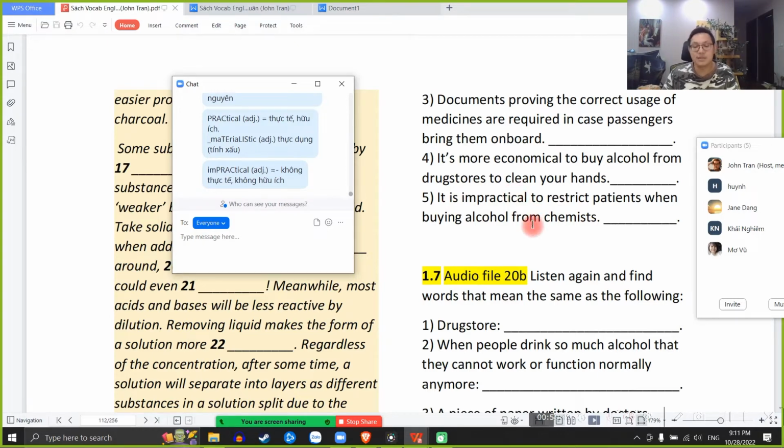Like, you know, some patients, they buy alcohol from chemists or drugstores and they drink it. And they got alcohol poisoning. Nhiều bệnh nhân nhiều khi người ta không đủ tiền, người ta mua rượu, người ta ra nhà thuốc, người ta mua cồn cho nó rẻ. Xong rồi uống vô một cái xong rồi bị ngộ độc. Phải đi bệnh viện hoặc chết luôn.